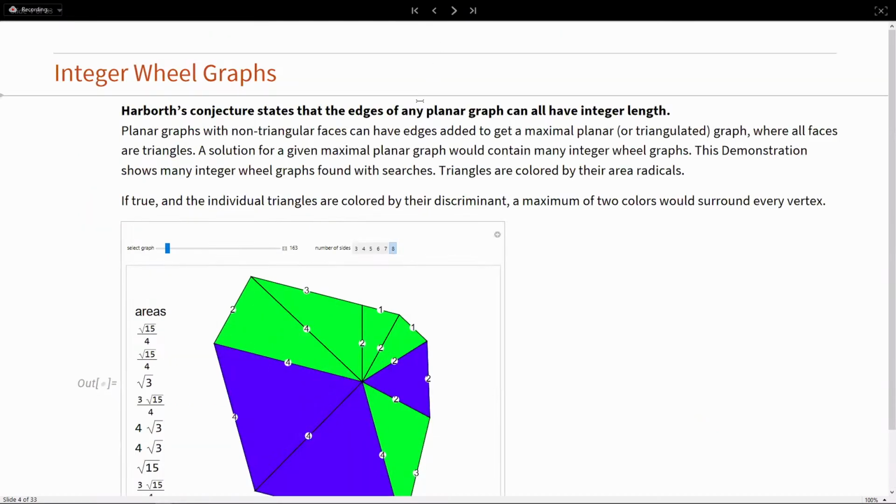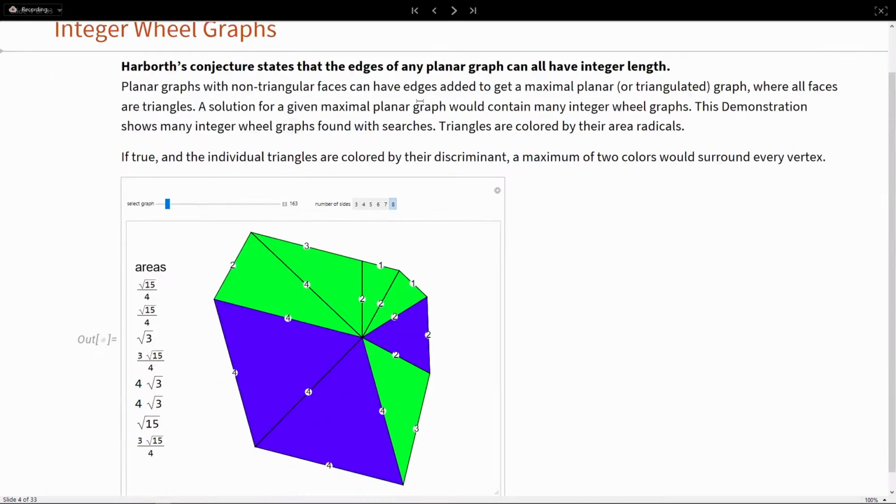So how did I start looking into number theory? Well, it started with this little experiment. There's something called Haber-Bosch's conjecture, where you have a planar graph, and the conjecture is that you can set up the lengths of this planar graph so that they're all integers. And this is a famous unsolved problem.